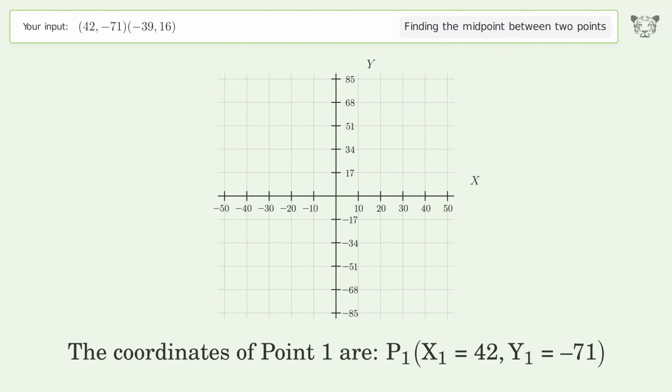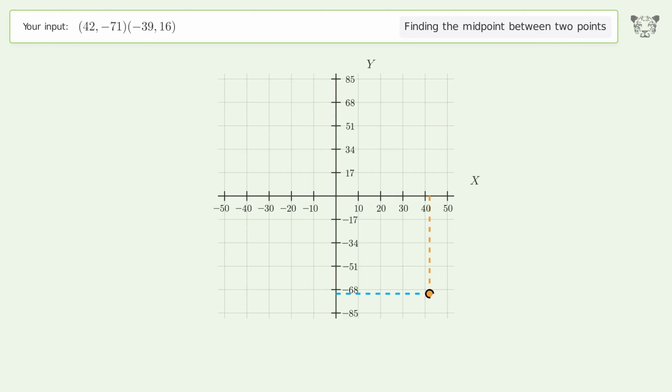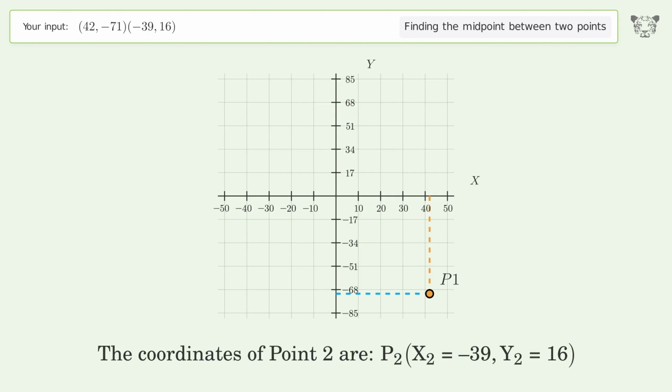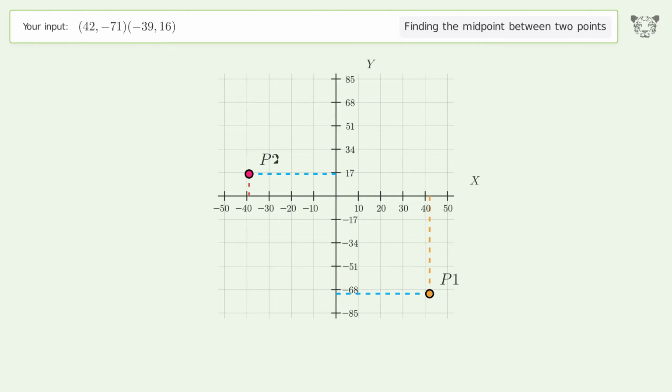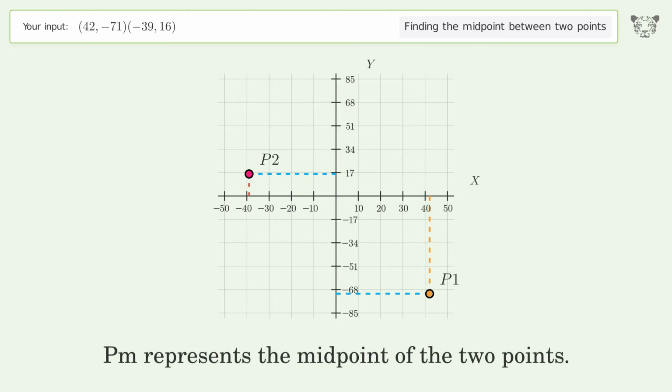The coordinates of point 1 are x1 equals 42, y1 equals negative 71. The coordinates of point 2 are x2 equals negative 39, y2 equals 16. PM represents the midpoint of the 2 points.